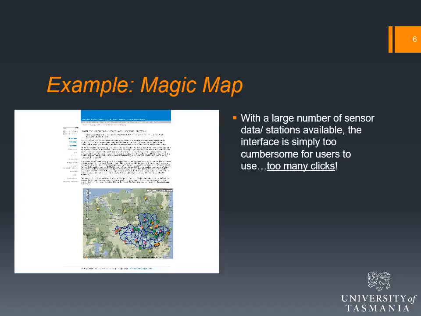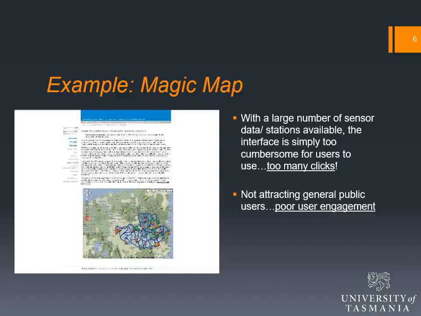The interface simply has too many steps. We sometimes call it cumbersome, with too many clicks, so it's really difficult. It's very good if you know precisely where you're looking, and that's a very important part. But if you don't know that, it's really difficult to go and find information from the website.